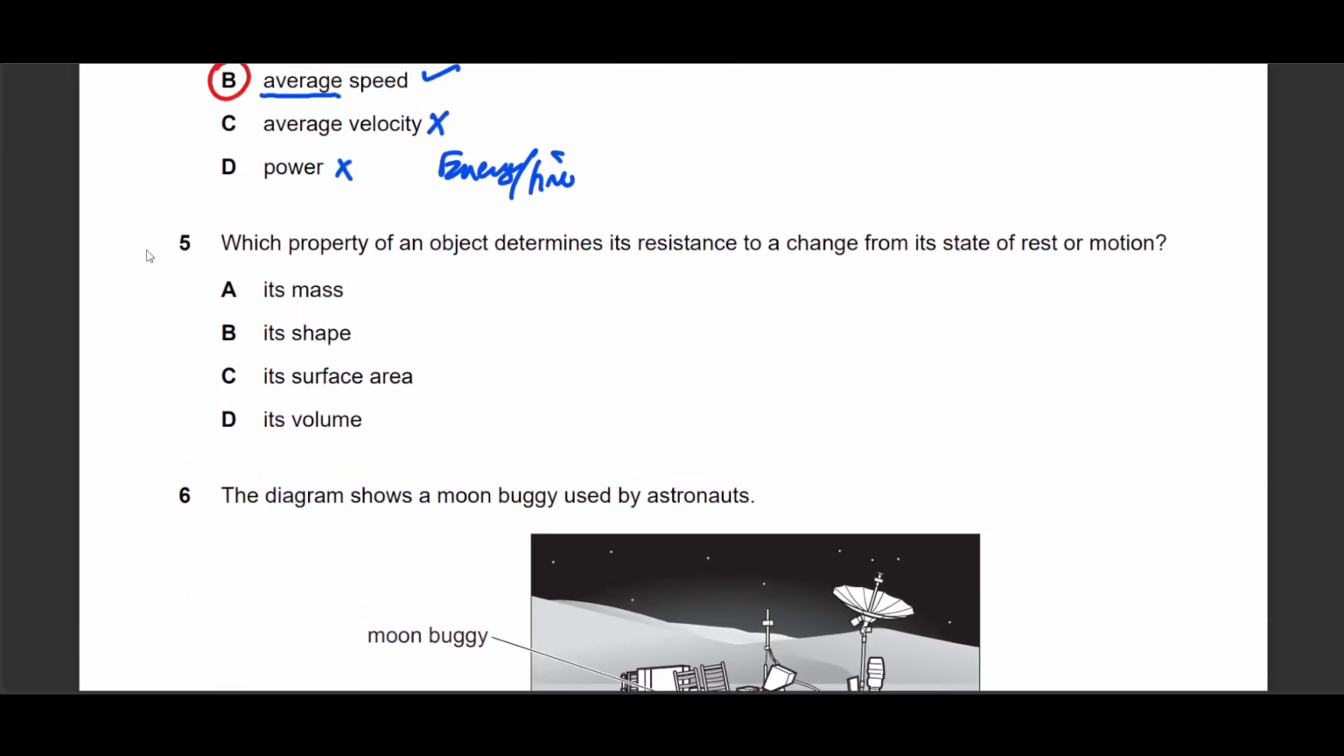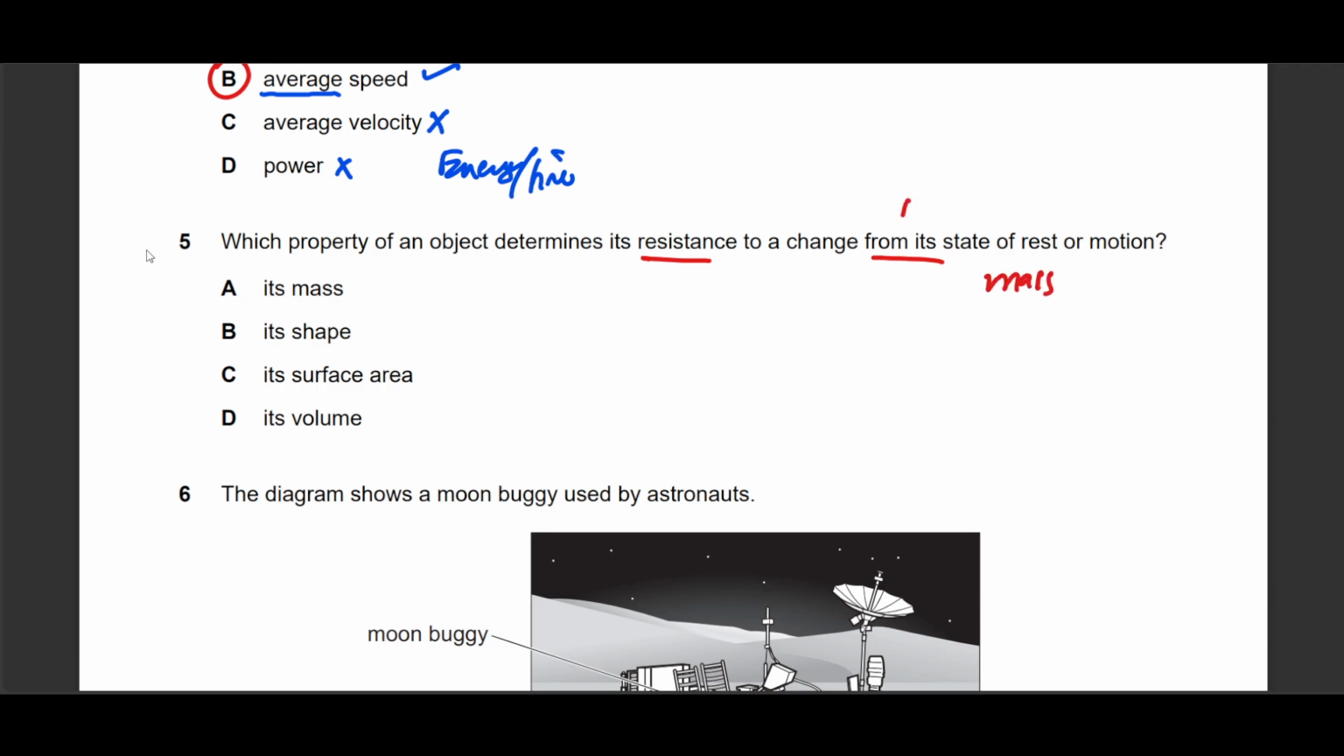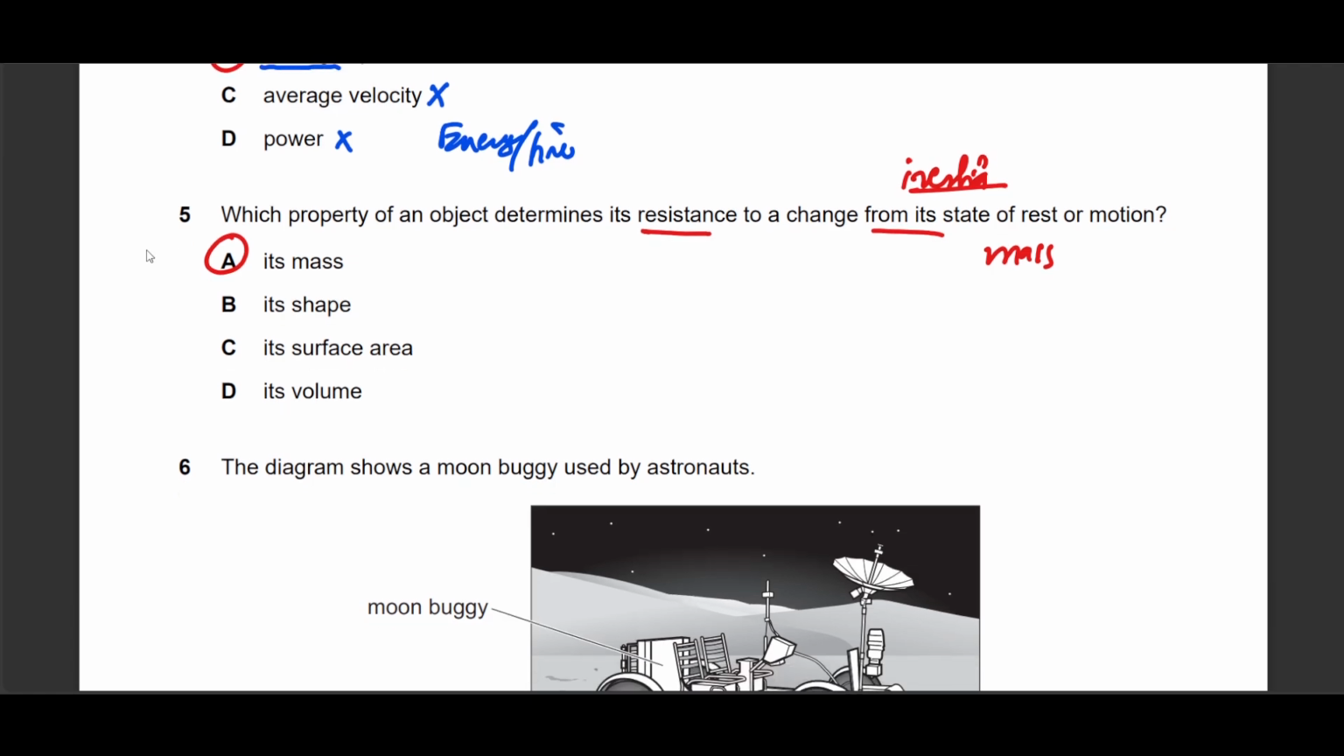In question number 5, we have: which property of the object determines the resistance to change state of motion. Again, this is exactly the definition of mass. And this concept or the idea is actually inertia. So question number 5 is a straightforward answer, directly picked from the syllabus. If you have read the syllabus, you will see that this is exactly the statement made for inertia, which concludes to mass.